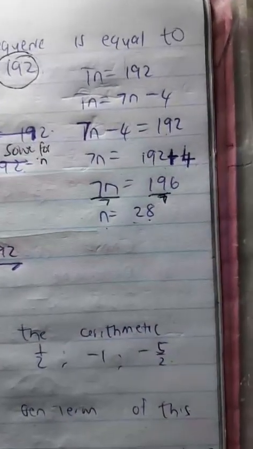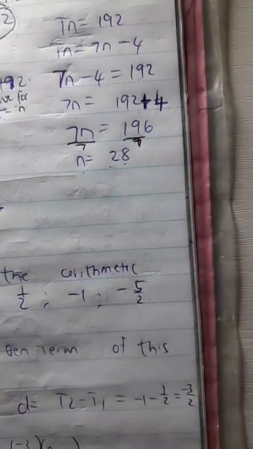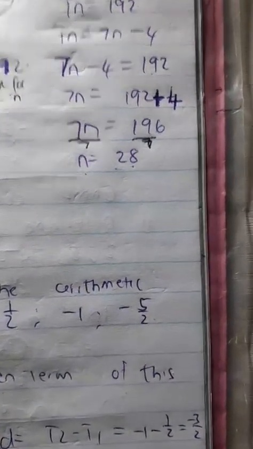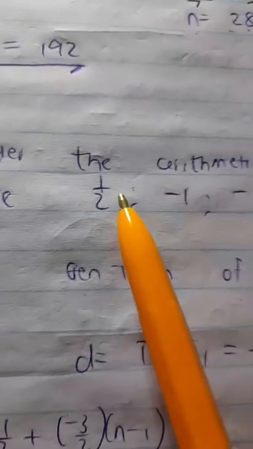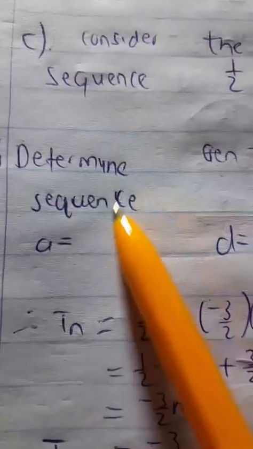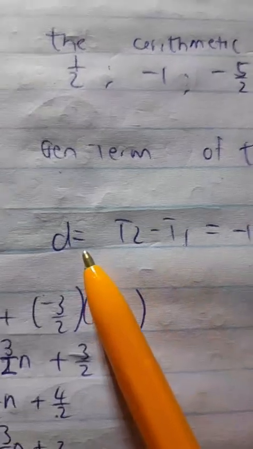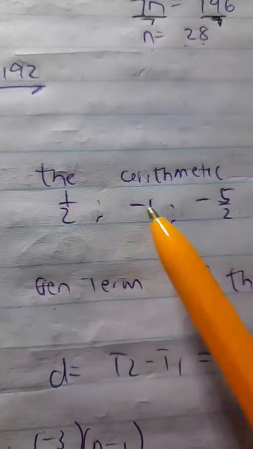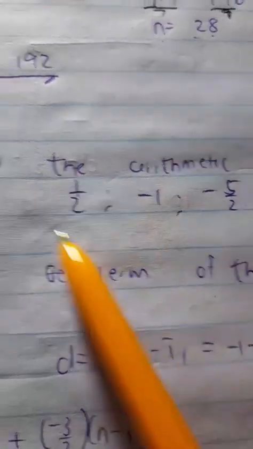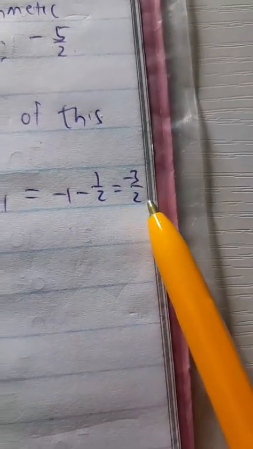C is asking the same question. I'm not going to get into the question, but we are doing the same thing for C. They first asked us to find the general term of half, minus 1, and negative 5 over 2. You found A is half. You found the constant difference: remember, you say T2 minus T1. In other words, minus 1 minus half. What's minus 1 minus half? It's negative 3 over 2.